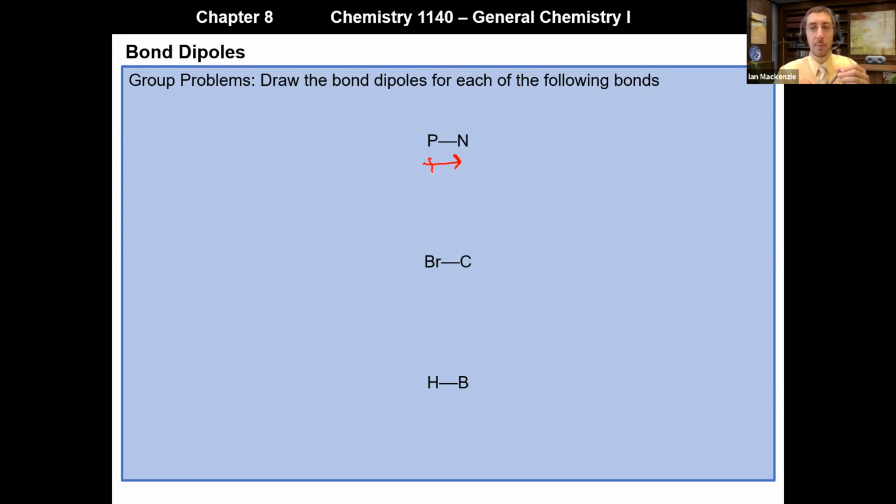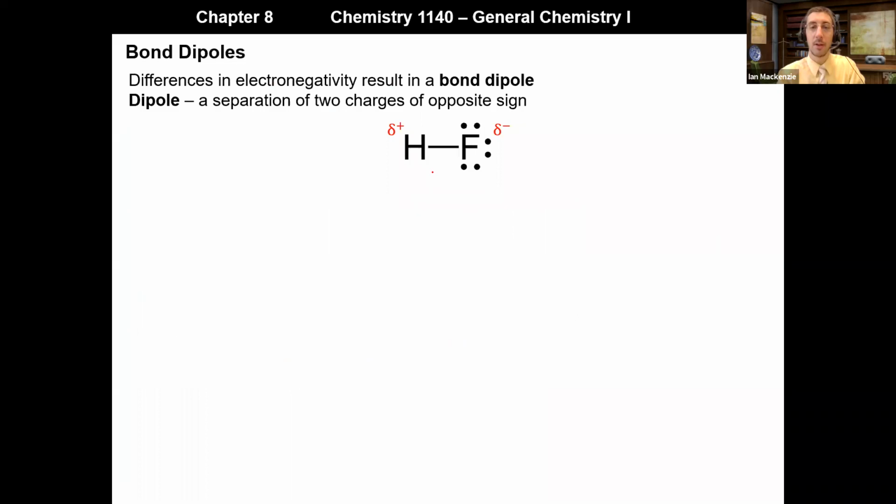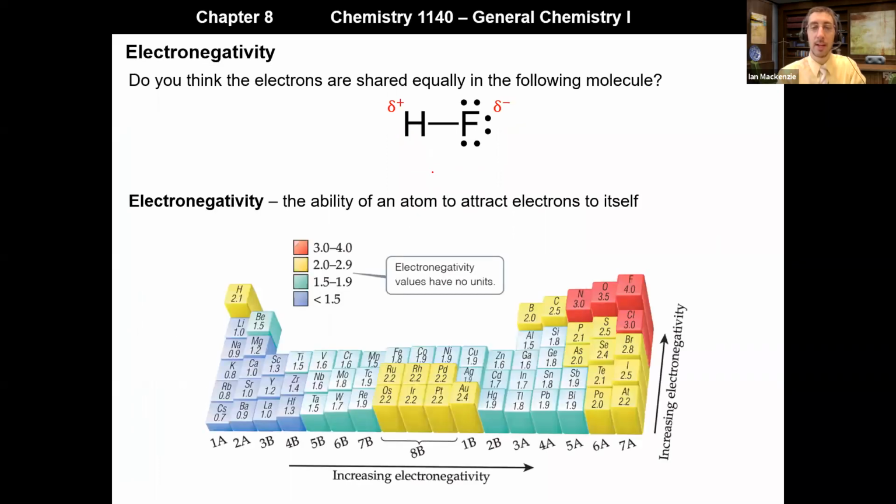Now, bromine and carbon is a little trickier, because bromine is lower in the table, but it's farther to the right than carbon. So I might want to look at the chart values to determine which of those is going to be more electronegative. If I flip back to that chart really quickly, I notice that bromine has a value of 2.8, whereas carbon has only a value of 2.5.